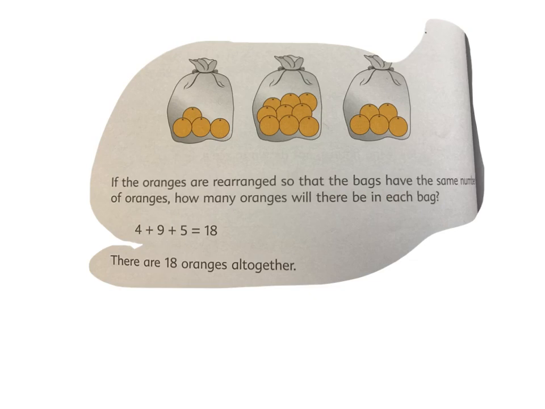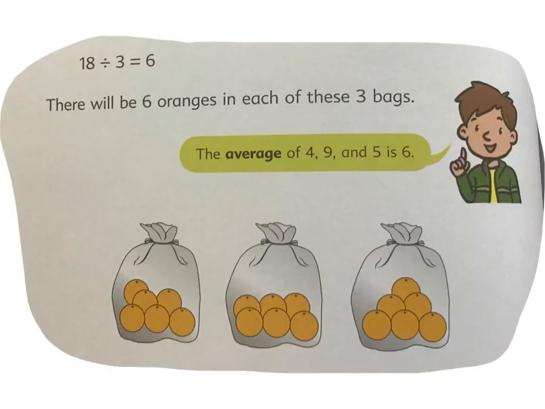So basically what I did was I added the different numbers, 4 plus 9 plus 5, to get a total of 18. Then I divided by the amount of bags. Bag 1, bag 2, bag 3. So there were 18 total. Divide them evenly amongst 3 bags, and you get 6. 6 is the average in the 3 bags.